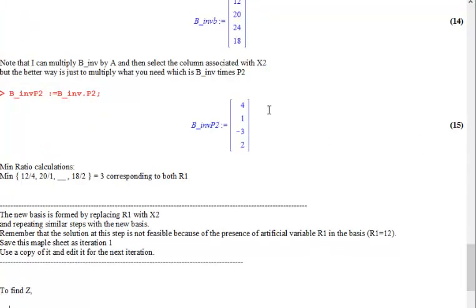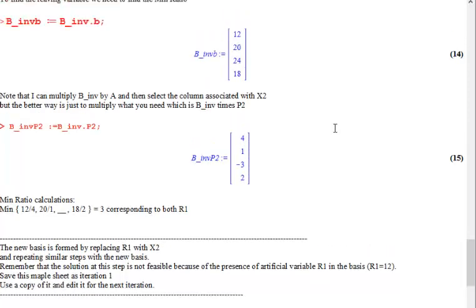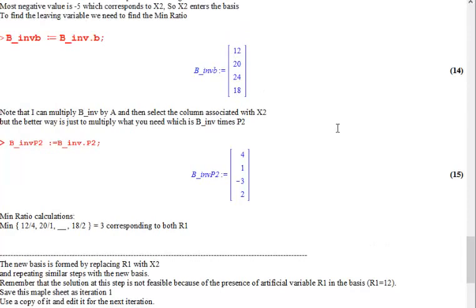So I will calculate those values for 1 minus 3 and 2, and based on these values I'm going to calculate the mean ratio. I will be having 12 over 4, 20 over 1. Because this is a negative number, I'm not going to do the calculation. That remains blank. And then 18 over 2.